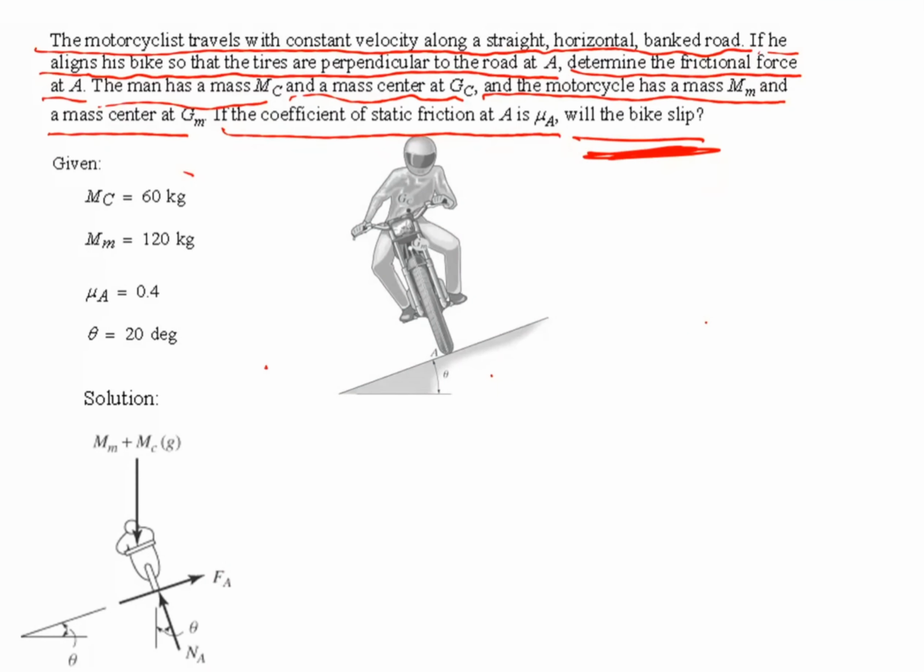The bike will not slip. It will not slip. What's the value of your friction coming out? Sir, 603.32. Sorry, 603.32. Okay. Anyone else? Yeah, it won't slip, but I didn't exactly do the whole working. I just compared sine 20 with 0.4.